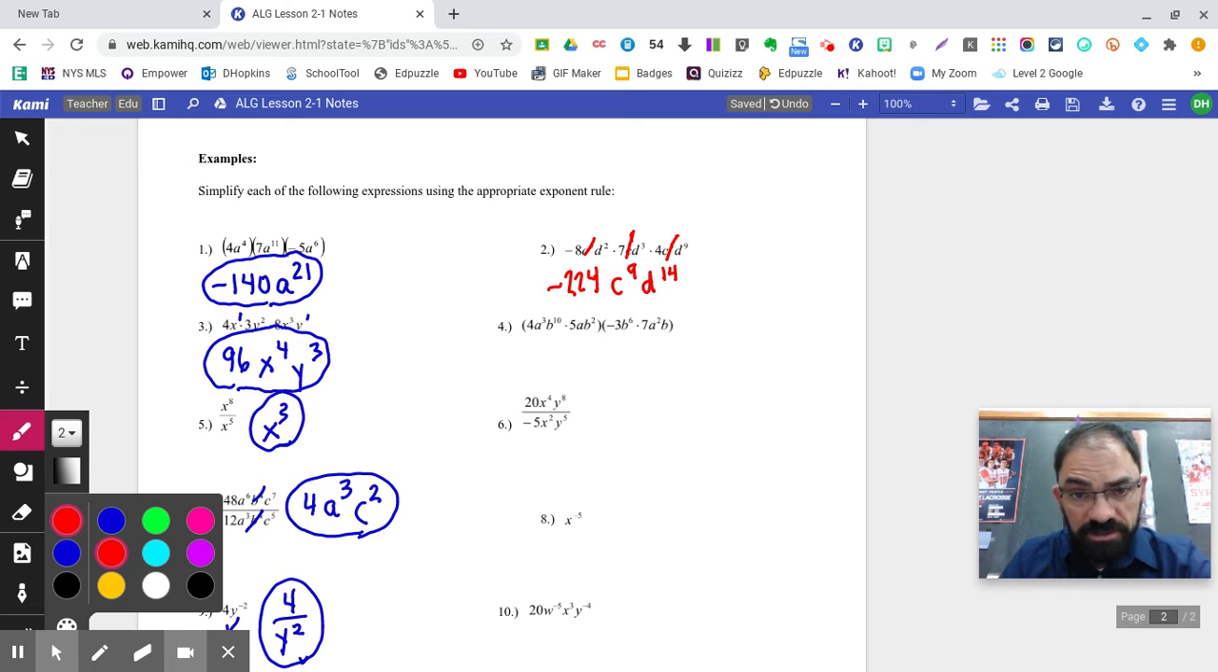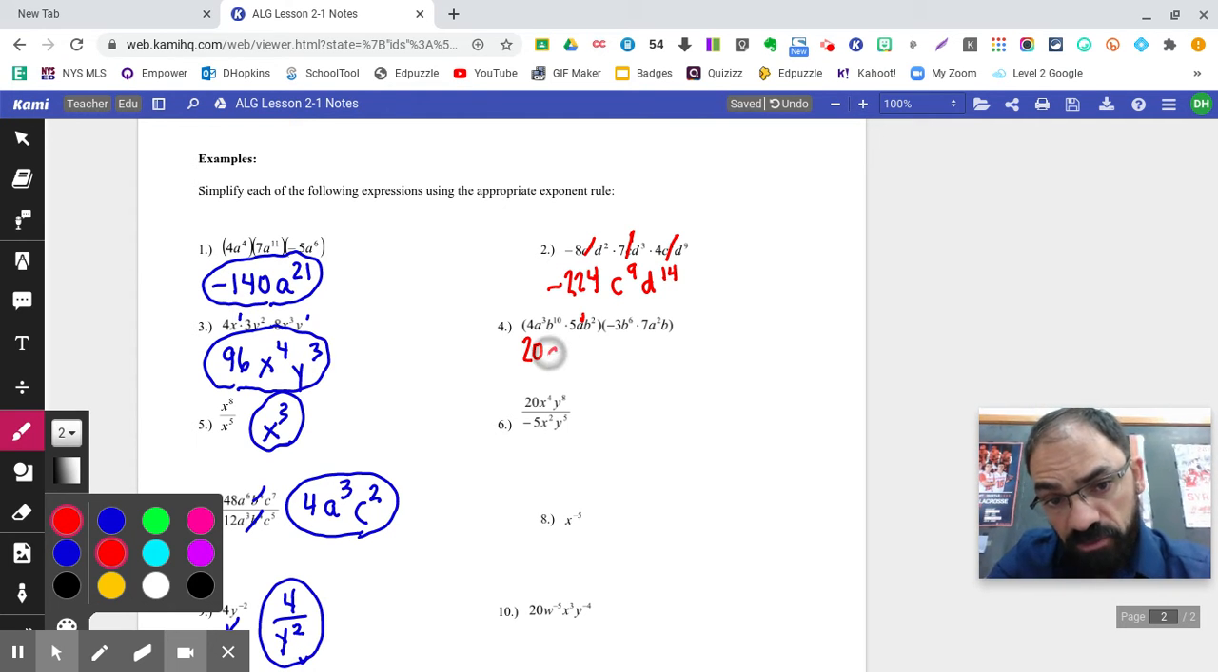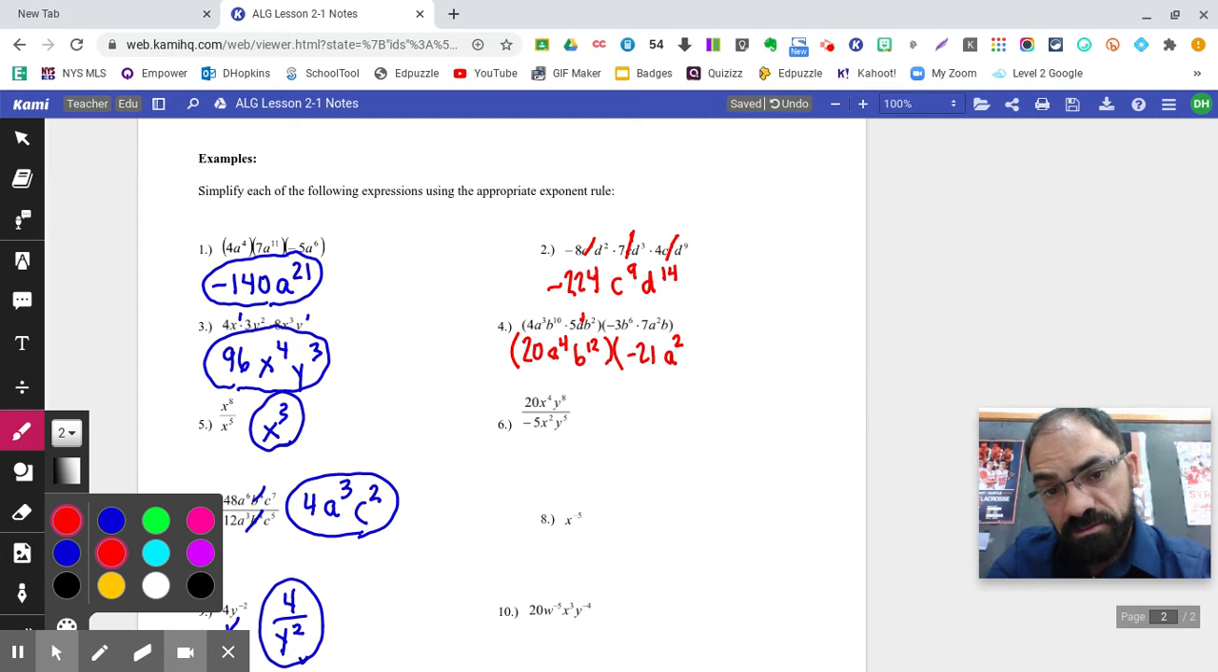Number 4. Let's see here. In parentheses, we can do 4 times 5 is 20. A cubed times a to the 1st is a to the 4th. Remember, add those exponents. B to the 10th times b squared is b to the 12th. Negative 3 times 7 is negative 21. A squared times nothing on that side is still a squared. B to the 6th times b to the 1st is b to the 7th.